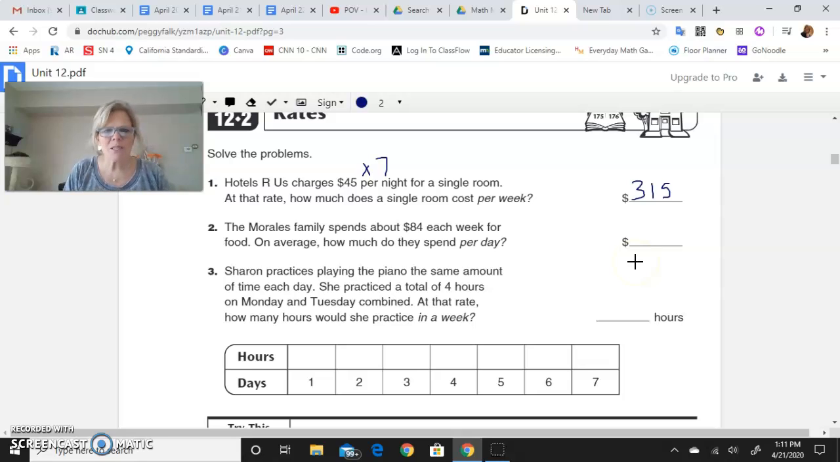Number 2, the Morales family spends about $84 each week for food. On average, how much per day? Well, if you take that and divide it by 7, because there are 7 days in a week, you get $14 per day.